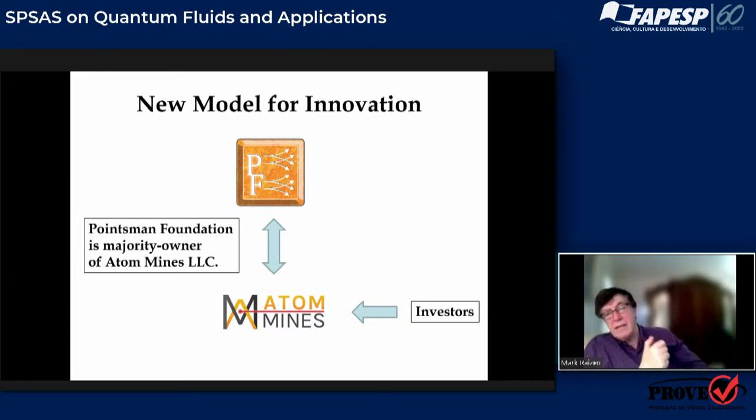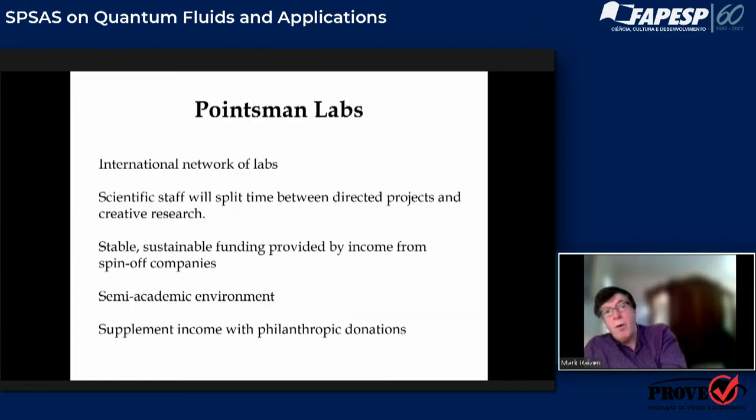But by keeping this as a nonprofit foundation, the Pointsman Foundation, as we incubate and spin off companies, our first company is Atom Mines. We incubated it initially with philanthropy and then got investors. And now it is revenue, which flows back to the foundation and also some to the investors, so they make money. And this model will be replicated with other isotopes. And this will also give us the money to do two things. One is to develop the other projects that I listed, but also to develop the Pointsman Labs.